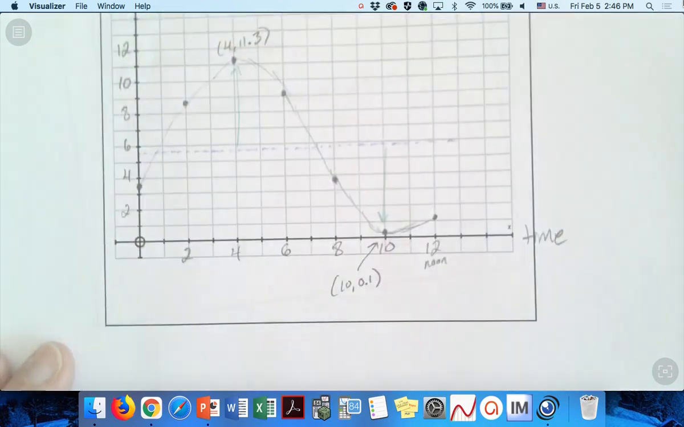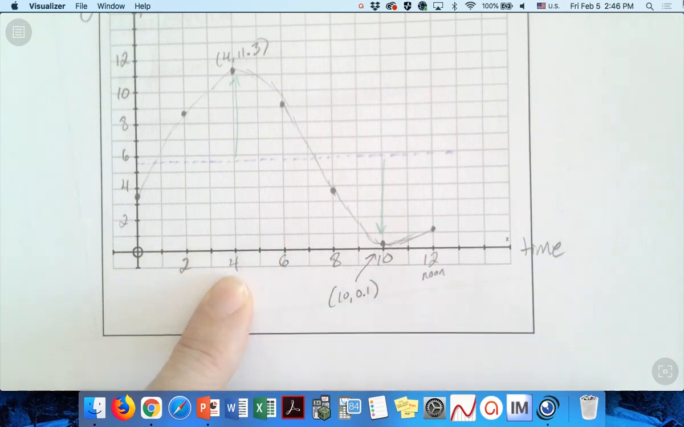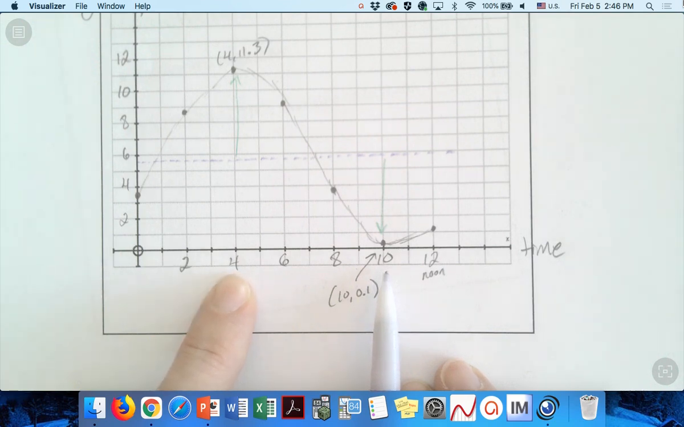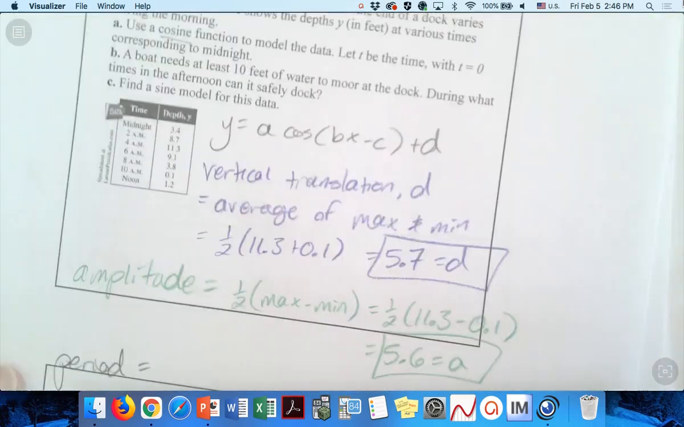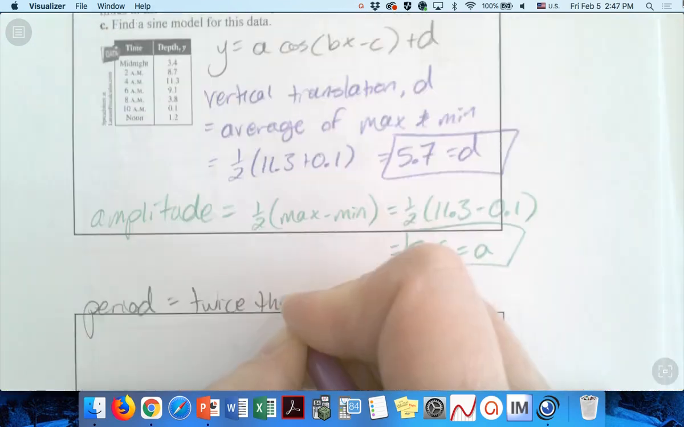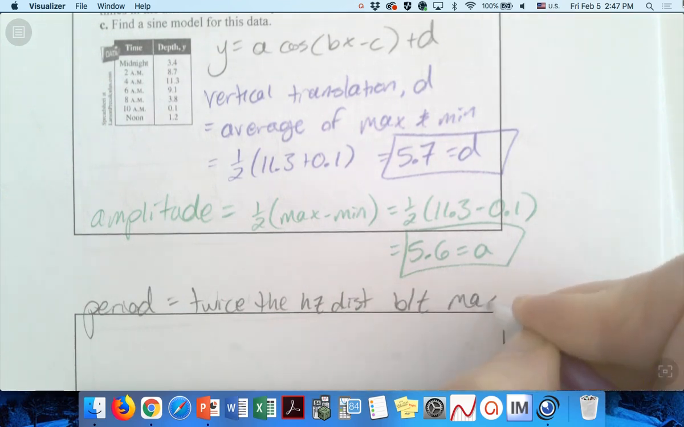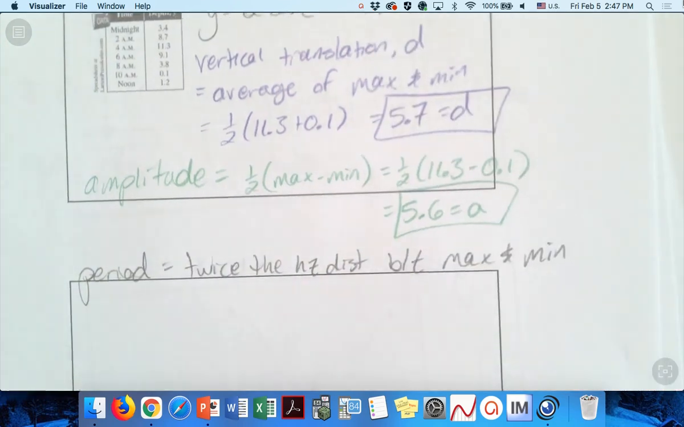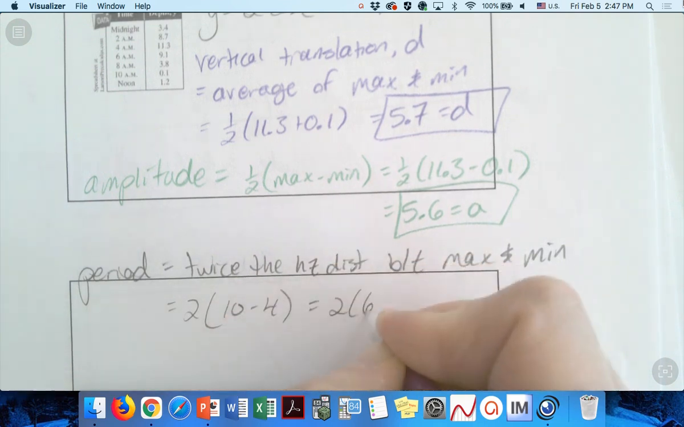So looking at this graph, what is that horizontal distance between the maximum and the minimum? What's the value of it? 6. So half of the period is 6, which means the period for this graph is 12. Okay, let's write that down. So you can say period is going to be the horizontal distance between a consecutive max and min. Don't just jump over and pick any other old min. So in this case, we're looking at 2 times 10 minus 4, 2 times 6, so 12.